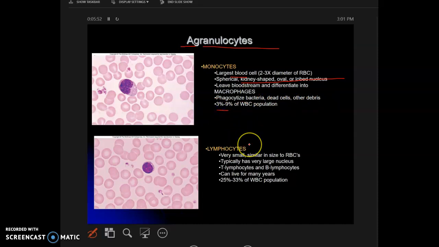The lymphocytes are very, very small, very similar in size to an RBC. But how do you recognize them? The nucleus is going to be large. Only a sliver of the cytoplasm you can see. All right. They form about 25 to 33%. And these are the ones that provide specific immunity. We'll talk about that in an entire new presentation.